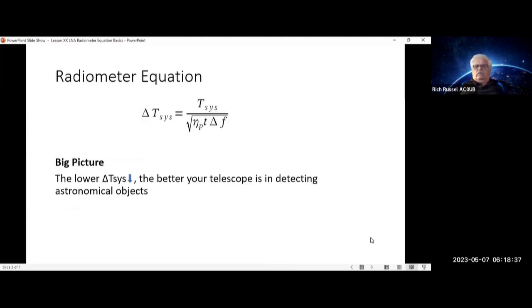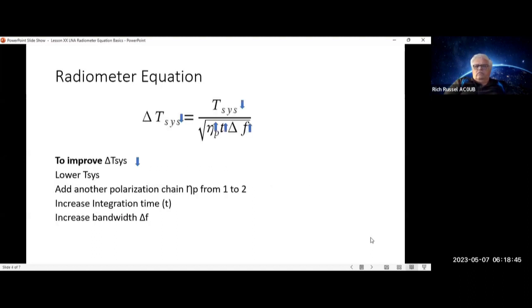The big picture. The lower the delta T_sys, the better your telescope is at detecting astronomical objects. To improve delta T_sys, you can lower the system temperature, you can add another polarization, changing eta P from 1 to 2 polarizations, you can increase the integration time, and you can increase the bandwidth.